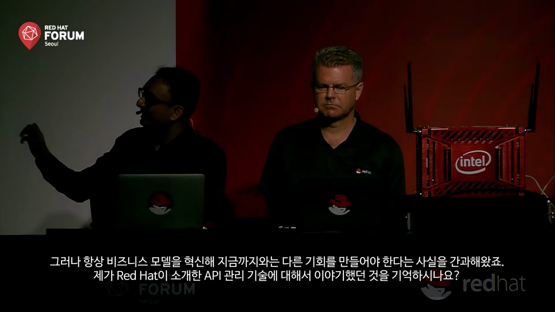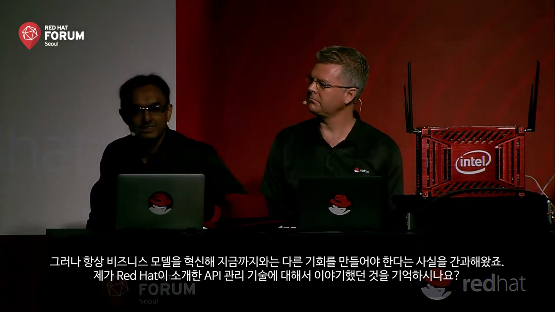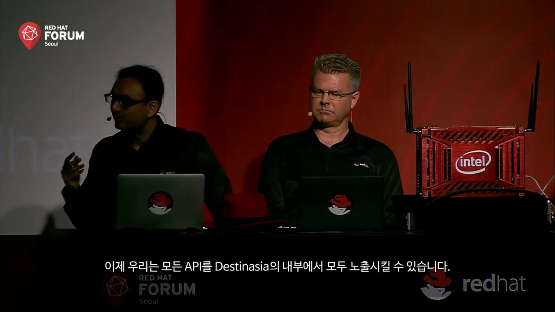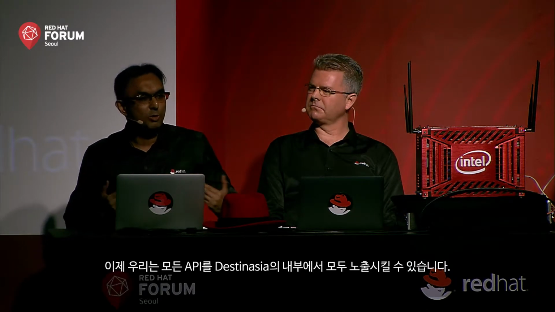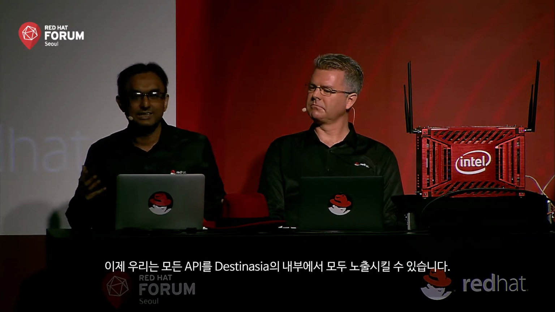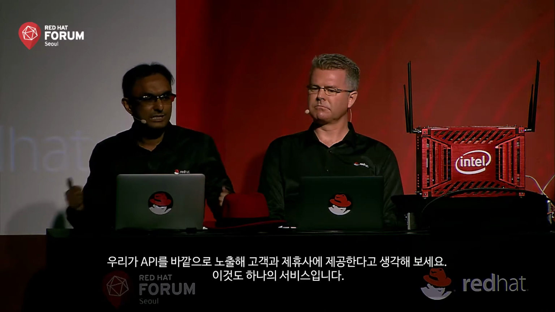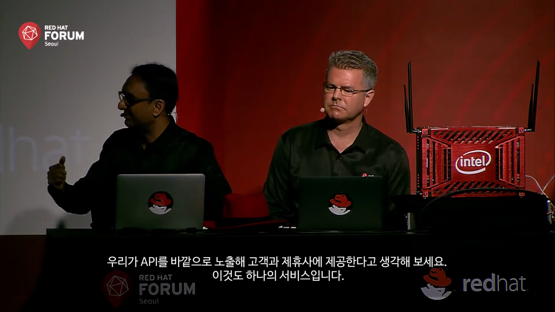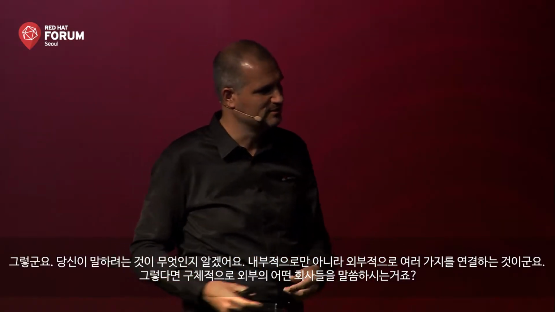So if you recall what I talked about just now, the API management technology that Red Hat introduced to us. Now, with that, what we are able to do is to basically expose all of our APIs internally within Destinasia. Now, imagine if we expose this outside and offer it to our customers and partners as a service. Yeah, I see where you're going with that. We can connect things together, not just inside but also outside. What do you have in mind with other companies, like who?